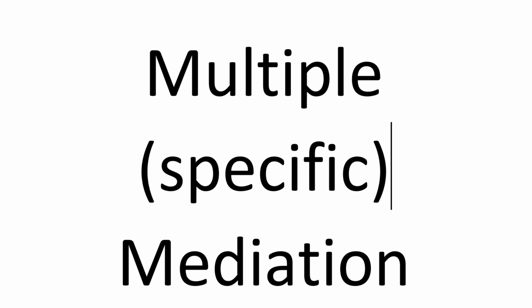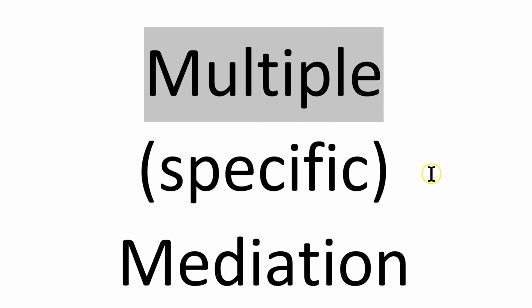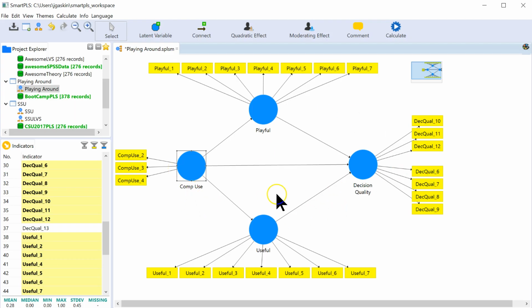But one problem we see in covariance-based statistics packages like AMOS, and in fact every statistic package with a graphical user interface, like a drag and drop model interface, is that you can't specify multiple unique mediation effects. For example, if I have a model like this where decision quality is predicted by comp use, but that effect goes through multiple mediators, playfulness and usefulness, typical SEM packages will estimate the total and indirect effects.